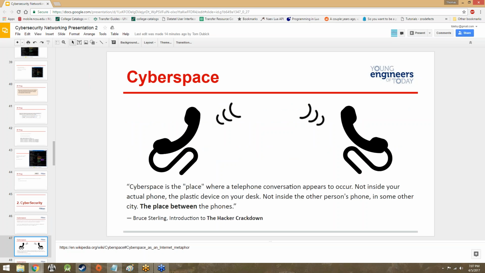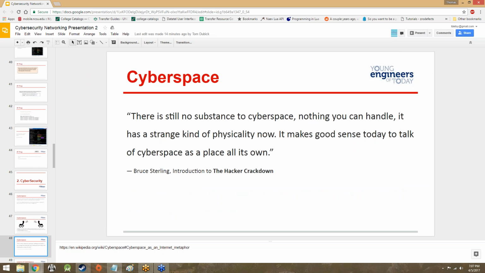Cyberspace is the place where a telephone conversation appears to occur, not inside your actual phone, which is the plastic device on your desk, not inside the other person's phone in some other city, but rather the place between the phones. That is cyberspace. There is still no substance to cyberspace, nothing you can handle. It has a strange kind of physicality now. It makes good sense today to talk of cyberspace as a place all its own, which is true, you know.